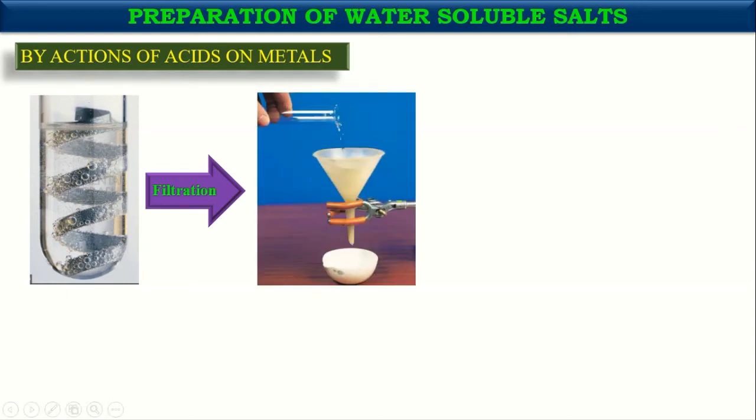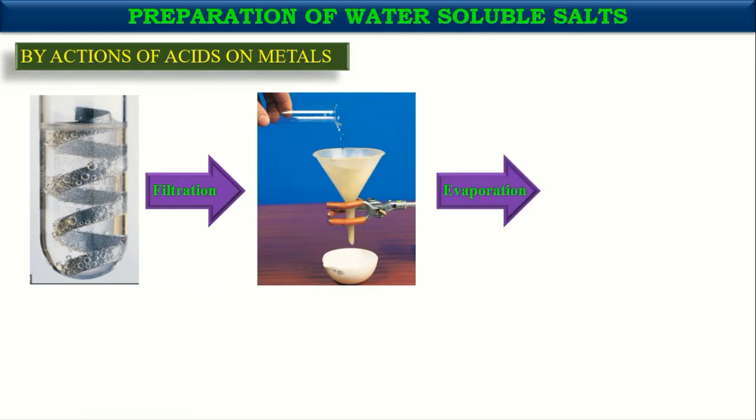So we are sure that there is no excess acid, and we can perform filtration so that we can remove this insoluble metal. Remember that all the metals are insoluble in water. So here the metal would remain as residue on the filter paper while the filtrate comes into the evaporating dish, and this filtrate contains magnesium and chloride ions in our case.